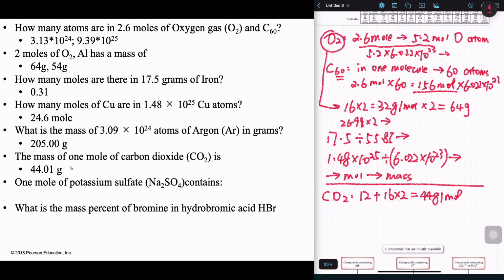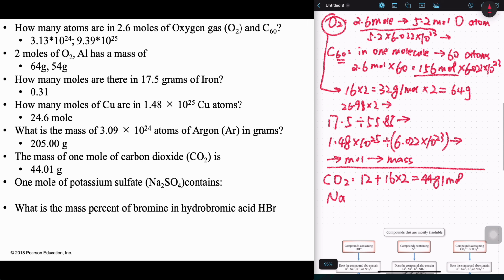Next question. So for 1 mole of the potassium sulfate, it contains what? Let's check the subscript of each element. So this 2 means it contains 2 sodium. The sulfur, it means there's only 1 sulfur. And for the oxygen, there are 4 oxygen. Therefore, it means for 1 mole of the sodium sulfate, it will contain 2 moles of the sodium, 1 mole of sulfur, and 4 mole of oxygen.